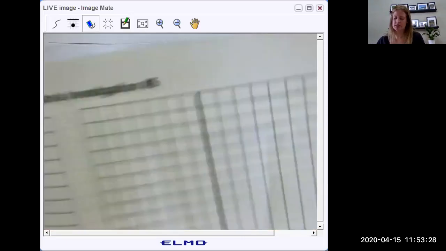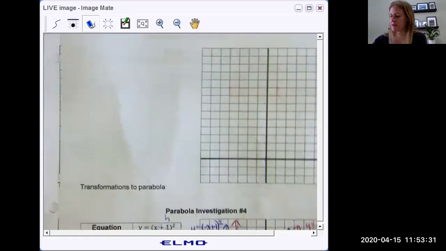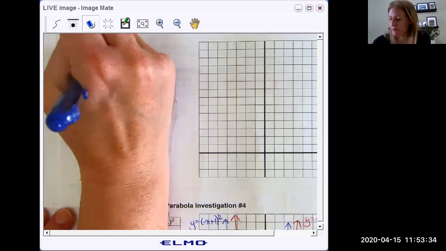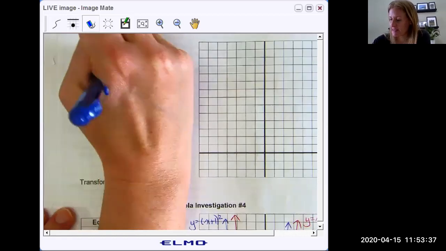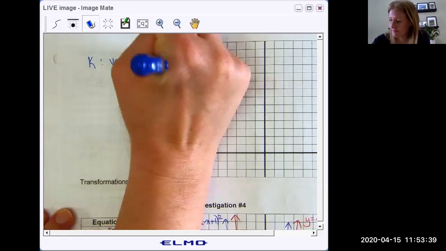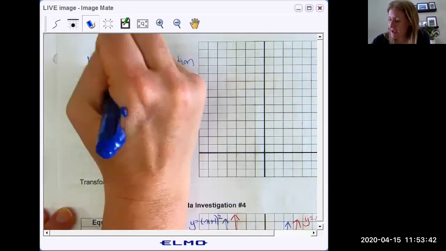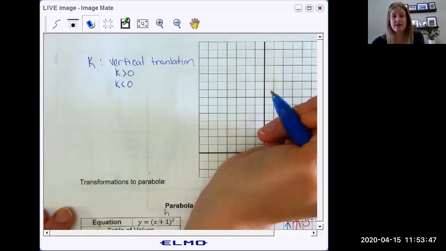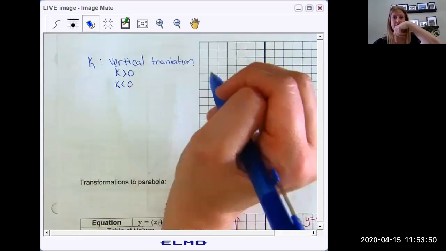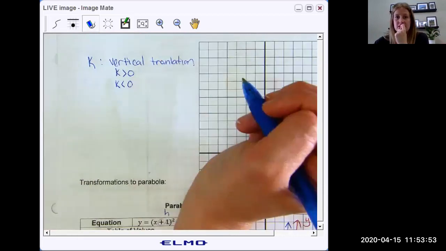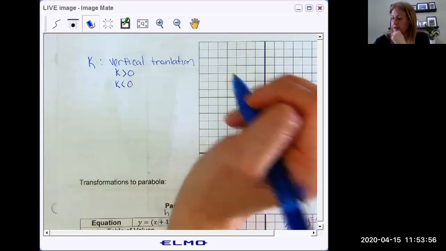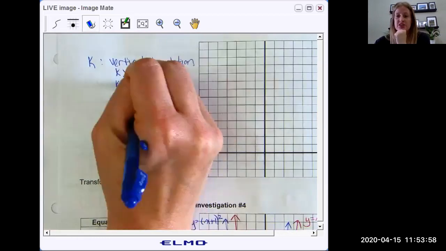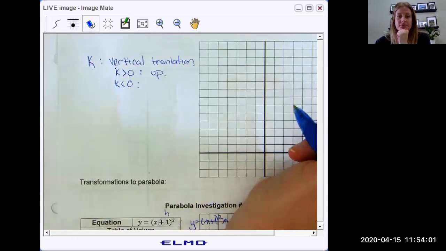Okay, we're going to consolidate this now. I'm just going to move up to my little blank spot here. So we had a K value. K values gave us the vertical translation, right? So if K was a positive number, if it was above 0, did it do a vertical translation up or down? Good. When K is a negative number, what direction was the vertical translation? Down.